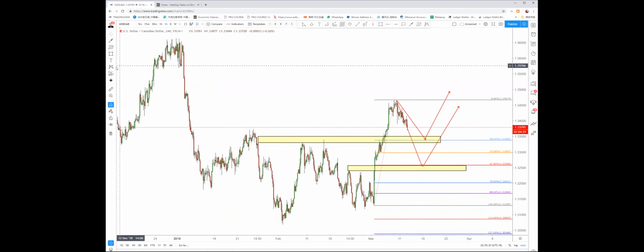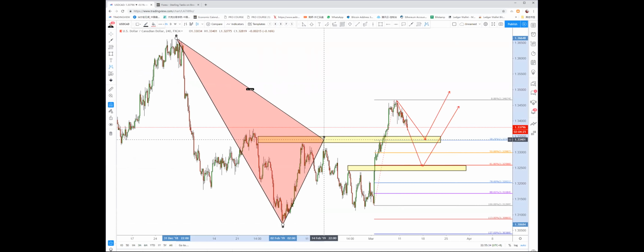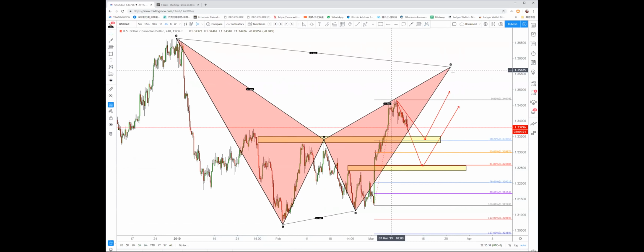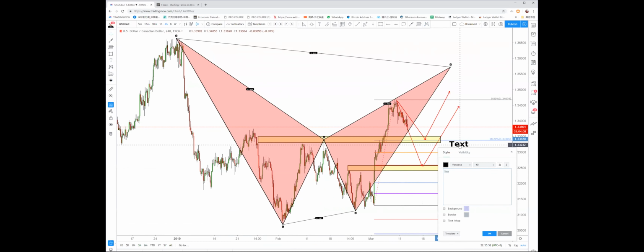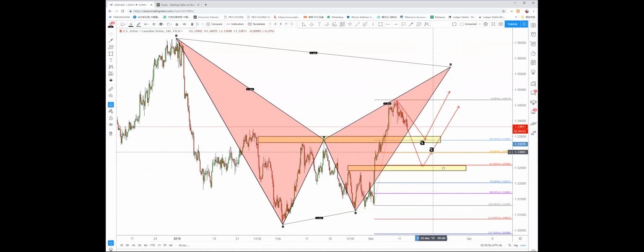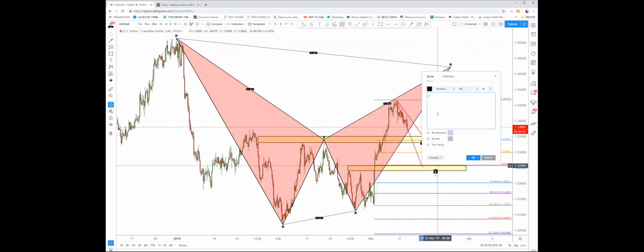Okay, but don't forget that we have these bearish patterns here. This is telling you that dollar CAD is ready to go to 1.3573. Good. So we have a plan A to buy from here, plan B to buy from here. Both we are using the confirmation entry.